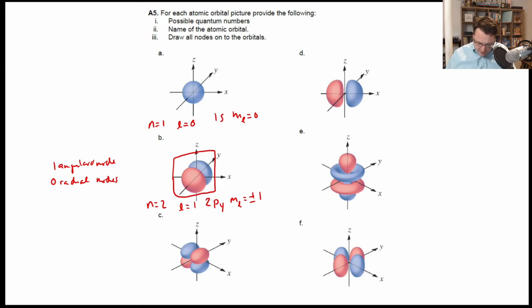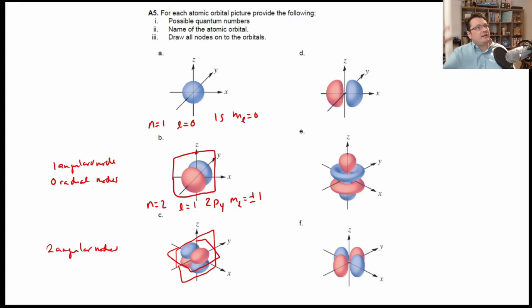In the case of C, if we're looking at this right here, the first thing we can see is that we have 4 different lobes. And so we can see that there's a phase change that involves an angular node along the YZ plane. And then we have another one that's along the XY plane in this case. And so there's 2 angular nodes.